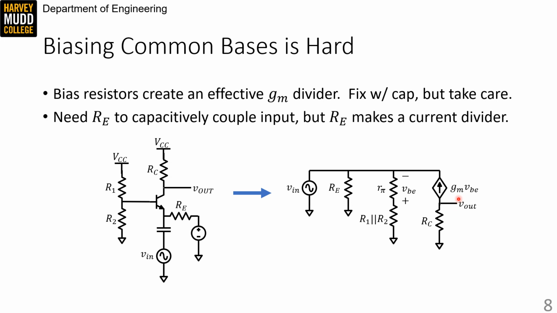A capacitor at the base can short out this R1 parallel R2 resistor in the midband, but that capacitor is prone to introducing instability in the amplifier for reasons we'll discuss later, so proceed with caution if you use one.